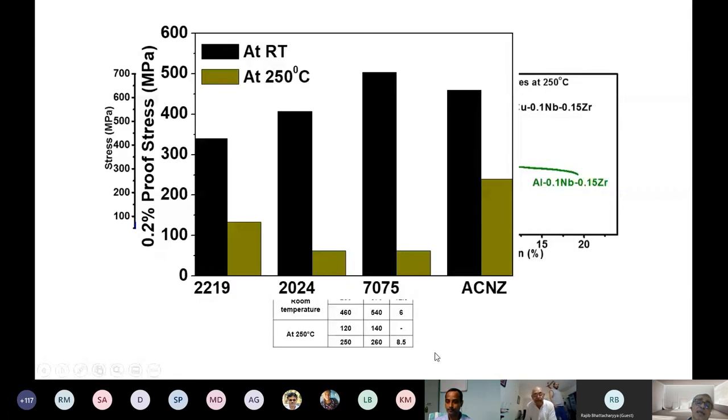Those of you who are first year, second year, this is jargon, but all metallurgy people will know that 2219, 7075 are today the most important aluminum alloys used everywhere. But for high temperature strength, if you look at that green, this alloy surpasses every one of them. You can use it at high temperatures.